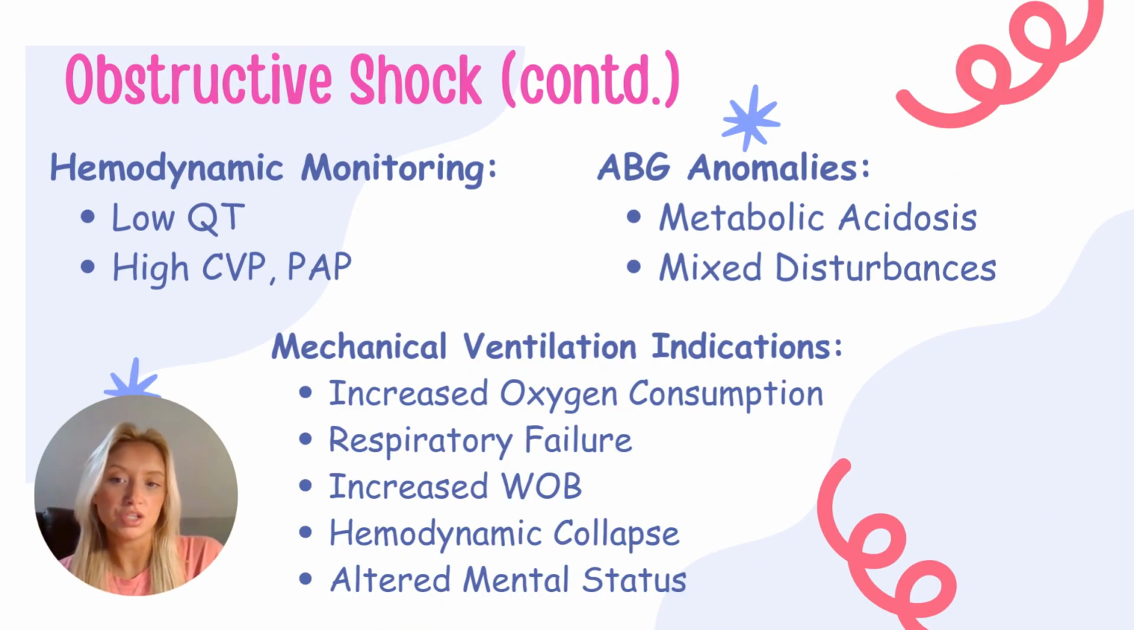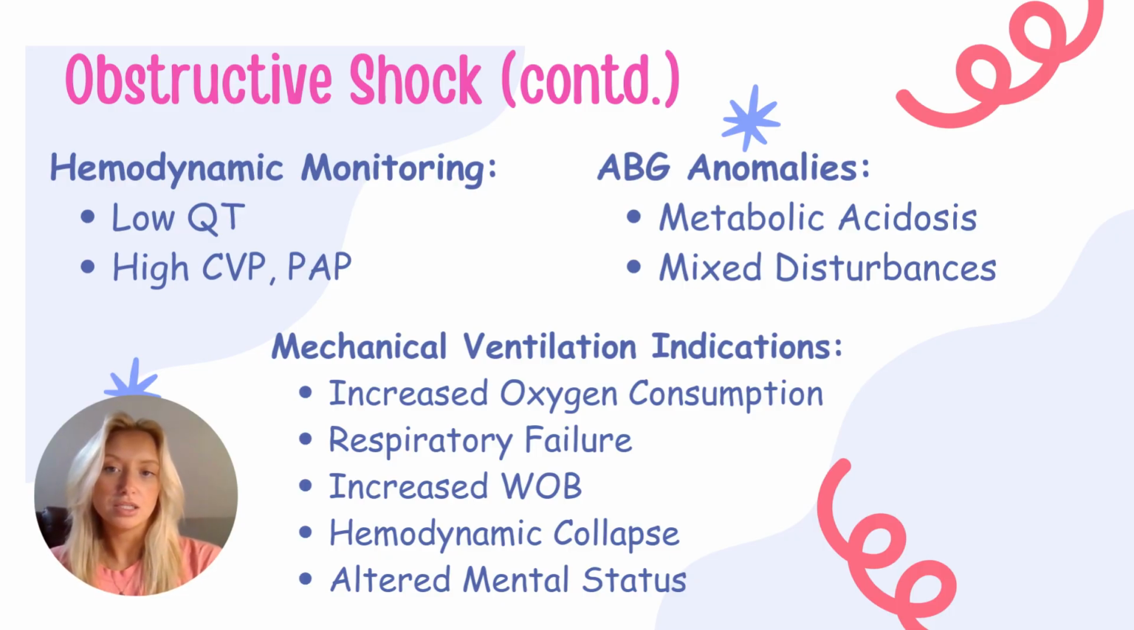Hemodynamic monitoring with obstructive shock aims to find the source of the obstruction that's impeding the blood flow. Some of the hemodynamics will look like a low cardiac output, high central venous pressure, and a high pulmonary artery pressure. ABG anomalies: typically the ABG for an obstructive shock patient will be metabolic acidosis due to lactic acid buildup and impaired oxygen delivery. And mixed acid-base disturbances can also be common.